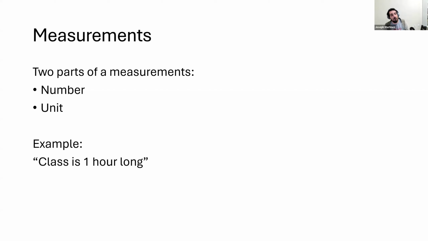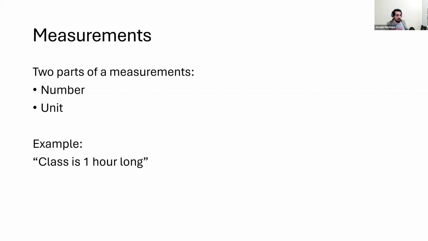You can say, like, class is 1 hour long. Well, what is this? This is a measurement of time. We are measuring time, specifically the time for one class to occur. What is that time? Well, it has a unit and a number. One is the number associated with the measurement, and hour is the unit, right? Class is 1 hour long. You have that number and that unit to tell you exactly how long it is.